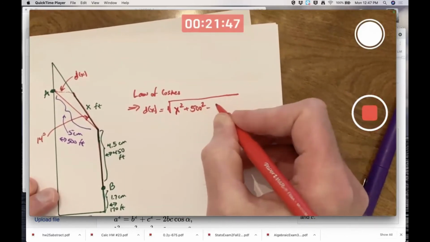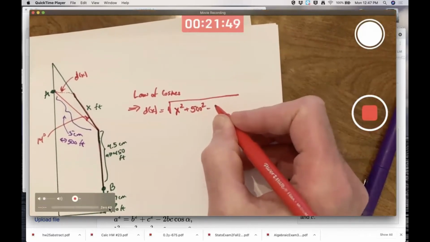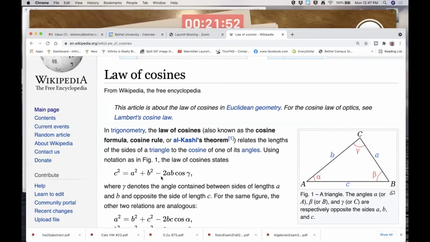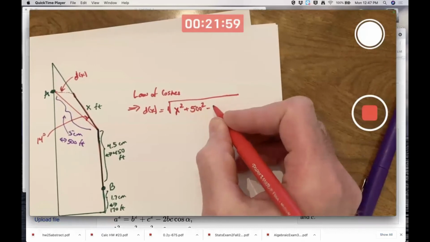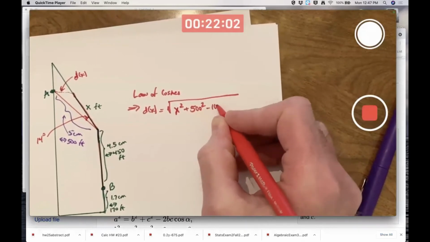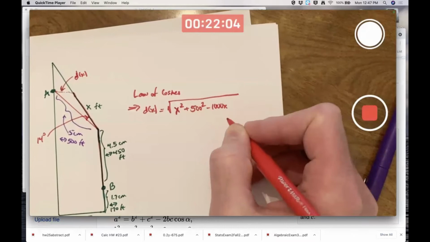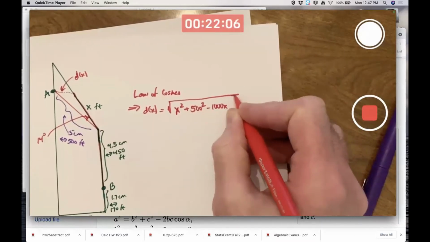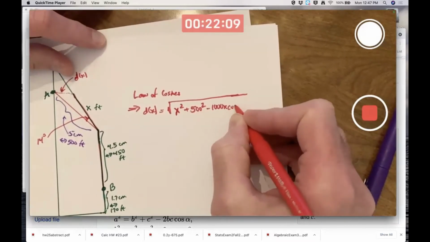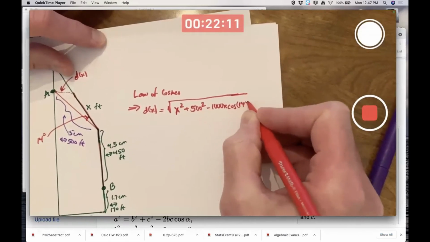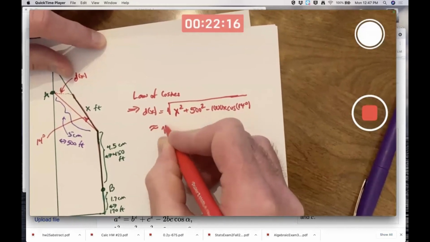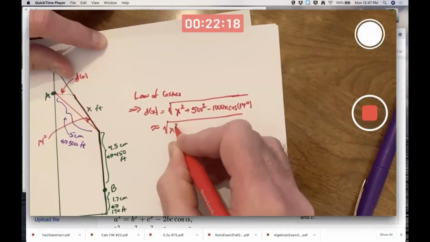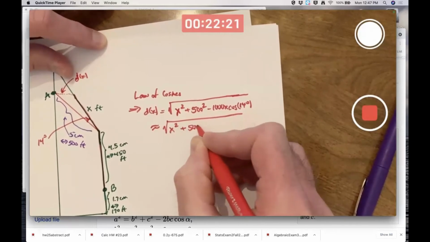I've got to square that. And then if you remember from the law of cosines here, let's go ahead and take a look at it again. Minus 2 times a times b times cosine of the angle. 2 times x times 500 would be 1000x, because 2 times 500 is 1000, times the cosine of the angle, cosine of 14 degrees. What is that going to be approximately? Square root of x squared, I'll just leave the 500 as 500 squared.